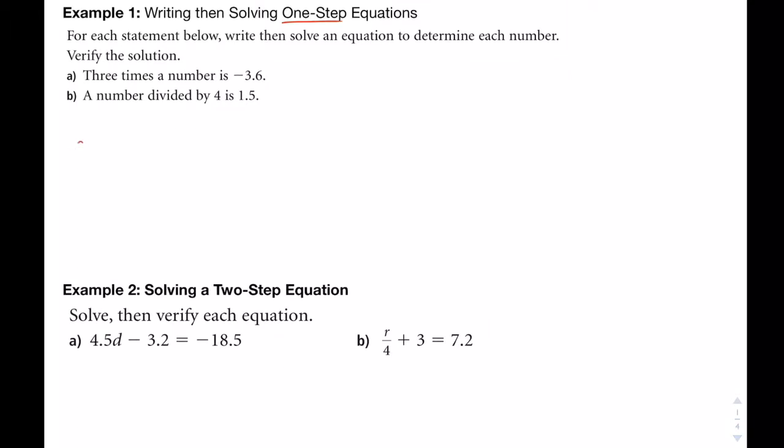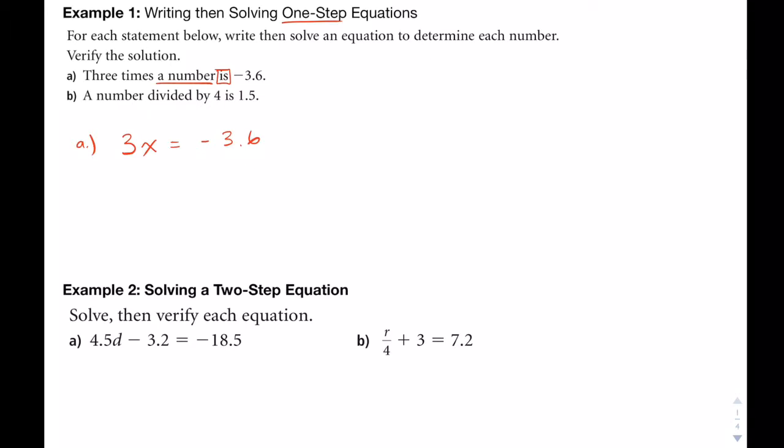Let's take the first example, letter A. 3 times a number is negative 3.6. We don't know what that number is, so we're going to give that a variable. But what you need to remind yourself is that when a variable is beside a number or a coefficient, that is multiplication. And "is" represents an equal sign. So this is saying 3 times x is equal to negative 3.6.